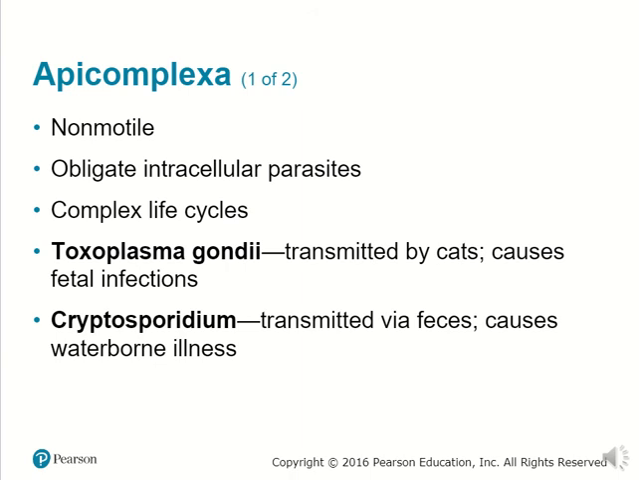There are apicomplexa, which do not move on their own accord. They are obligate intracellular parasites, relying on other organisms for nutrition, and they have complex life cycles. There is Toxoplasma gondii, which is transmitted by cats and can cause fetal infections. There is Cryptosporidium, which is transmitted by feces and causes waterborne illnesses.